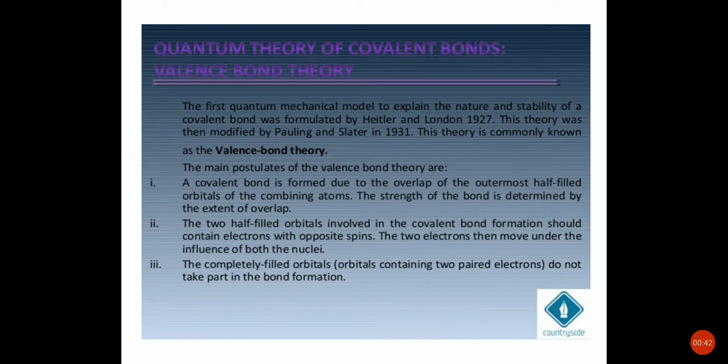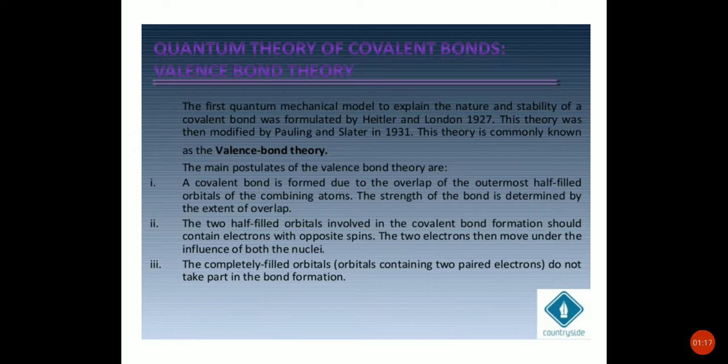It is a quantum theory of covalent bond. Quantum theory. Okay, valence bond theory. The first quantum mechanical model to explain the nature and stability of a covalent bond was formulated by Heitler and London in 1927. Or simply we can say in 1927 Heitler and London proposed valence bond theory or VBT, and this theory was then modified by Pauling and Slater in 1931.